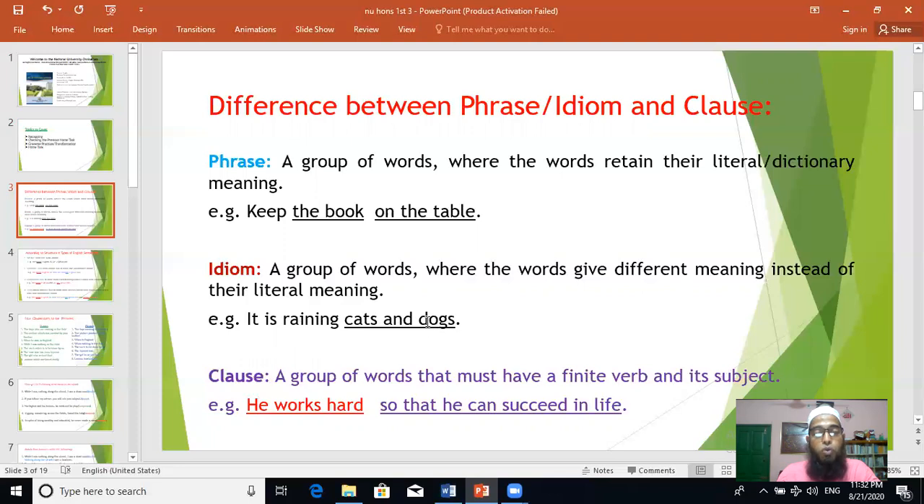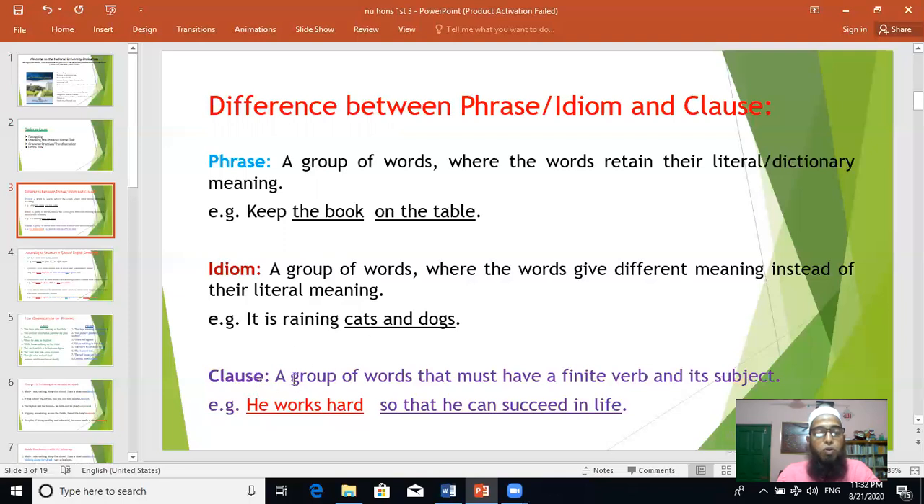Actually, it's a group of words, of course. But this phrase is called an idiom because it gives a different meaning rather than the literal meaning. Cats here does not mean cats. Dogs does not mean dogs. I think it's clear to you. Is it? Now look at clause.